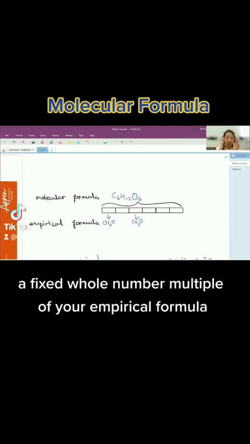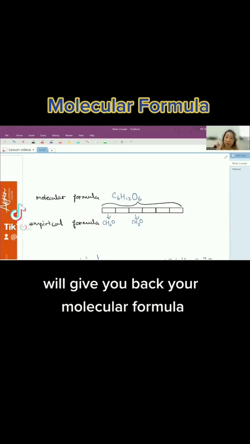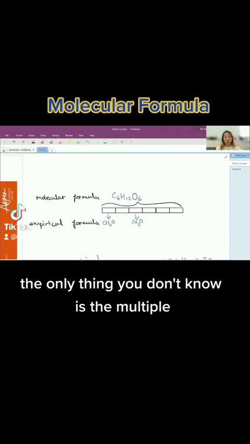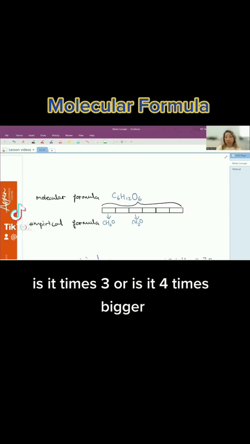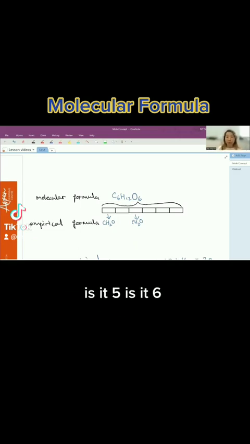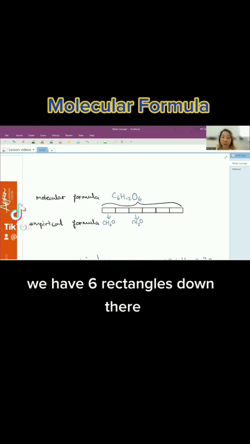A fixed whole number multiple of your empirical formula will give you back your molecular formula. The only thing you don't know is the multiple. How many is the multiple? Is it times 3? Or is it 4 times bigger? Is it 5? Is it 6? In this case, it's quite clear. We have 6 rectangles down there.